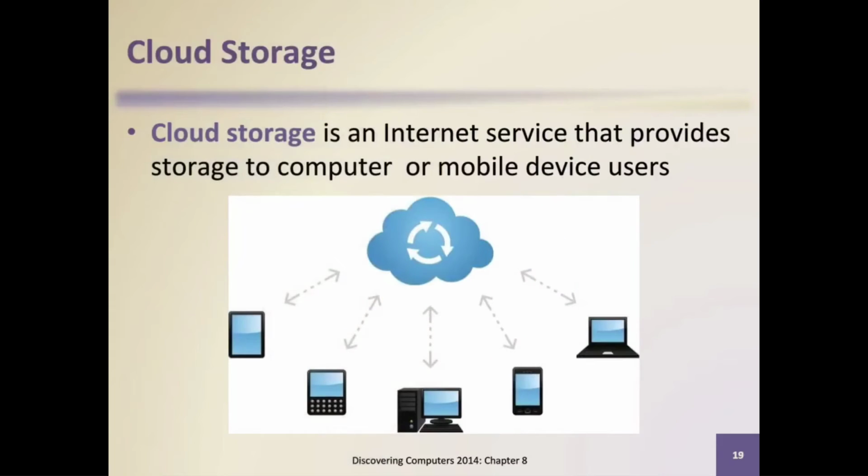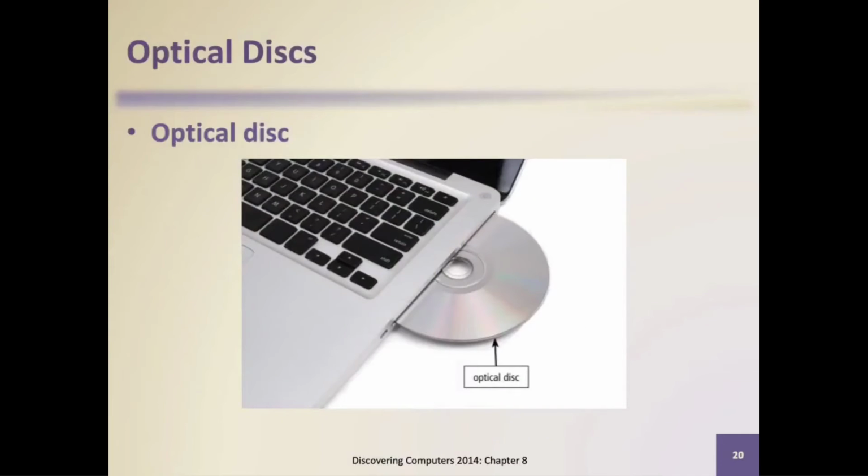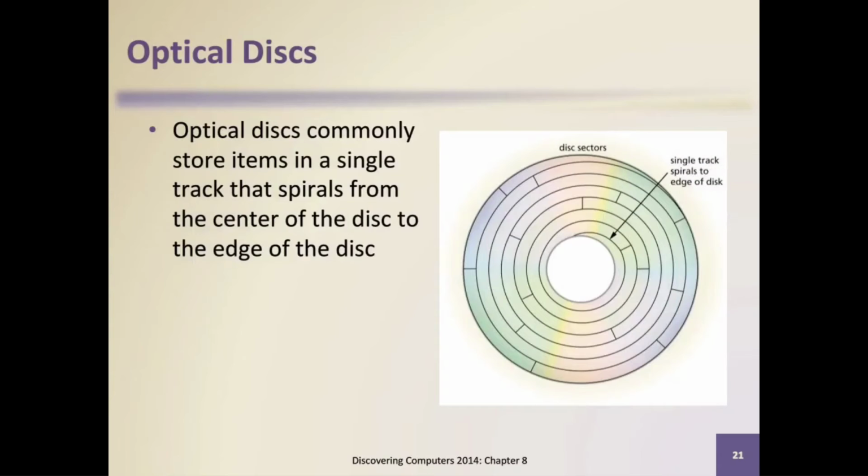Cloud storage is an internet service that provides storage to computer users. An optical disk consists of a flat, round, portable disk made of metal, plastic, and lacquer that is written and read by a laser. Optical disks commonly store items in a single track that spirals from the center of the disk to the edge of the disk. The track is divided into evenly sized sectors.